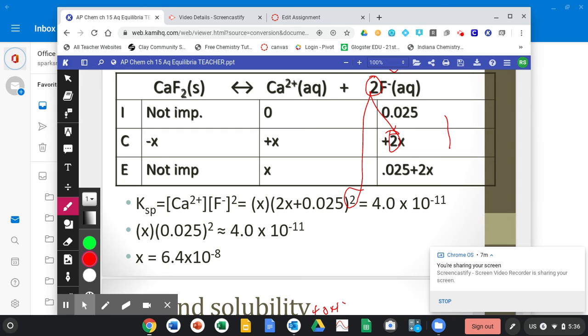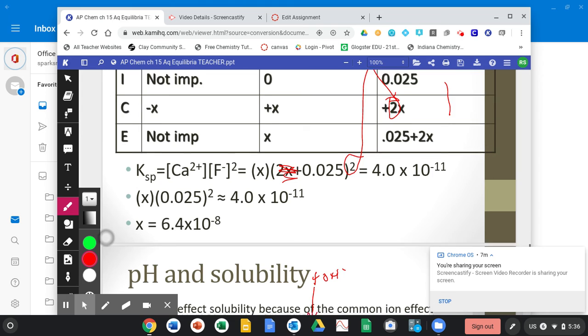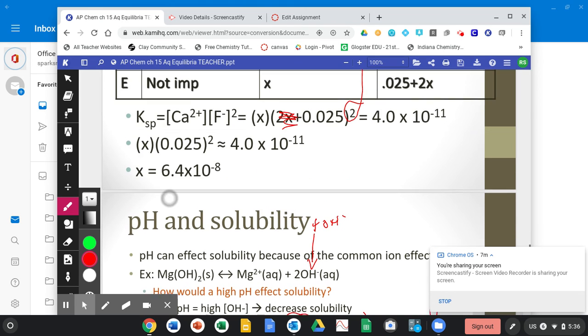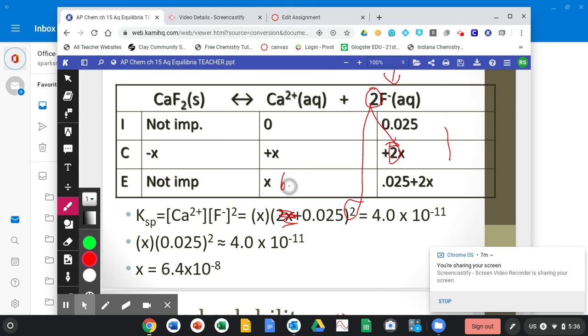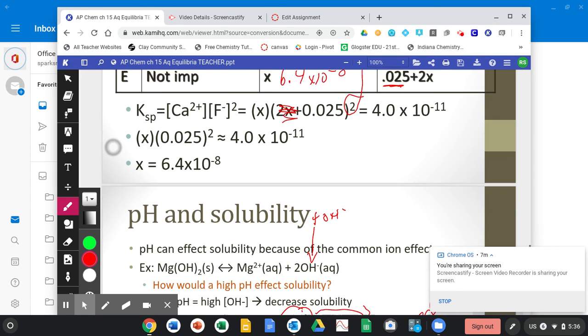The Ksp value is absolutely teeny, so I can get rid of the x's here. This is not going to be important. So I'm going to have x times (0.025) squared is approximately equal to the Ksp. And so I solve for x, which in turn would mean that this is 6.4 times 10 to the minus 8. Then you would double that, and anything to the 10 to the minus 8 added to that is not going to change it significantly.